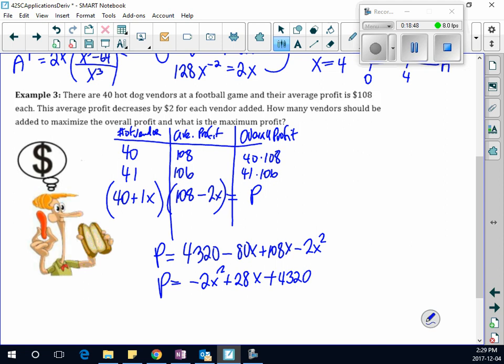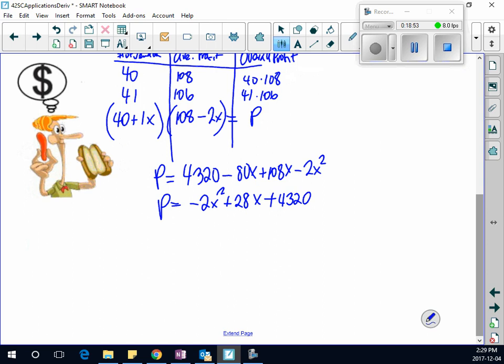So now we're going to maximize the profit. How do we maximize? We find the derivative. So P prime is minus 4x plus 28. It's pretty easy. This is way faster than completing the square with this crazy number, right? So 0 equals minus 4x plus 28, so x equals 7. What does 7 stand for? That was the amount of added vendors.